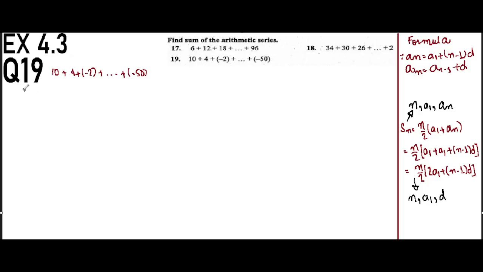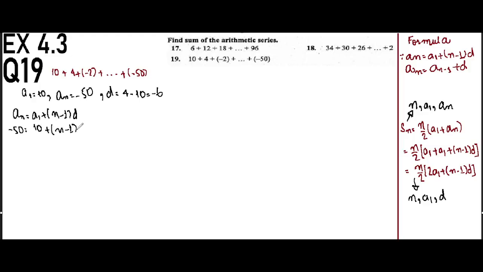Okay, now a1 is equal to 10. We have to use the same technique everywhere in this group of questions. So a1 equals 10, an equals minus 50, d equals 4 minus 10, which is equal to minus 6, and now an is equal to a1 plus n minus 1 into d. An, minus 50, is equal to a1, 10, plus n minus 1 into d, minus 6. So n minus 1 into minus 6 is equal to minus 50 minus 10.